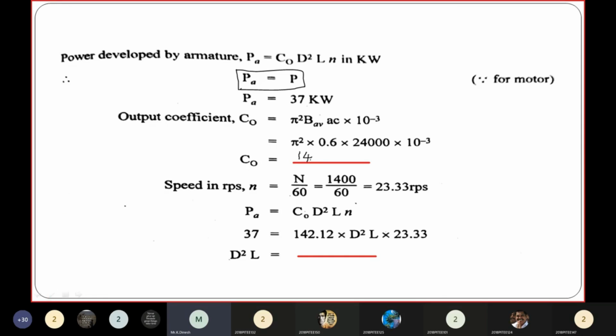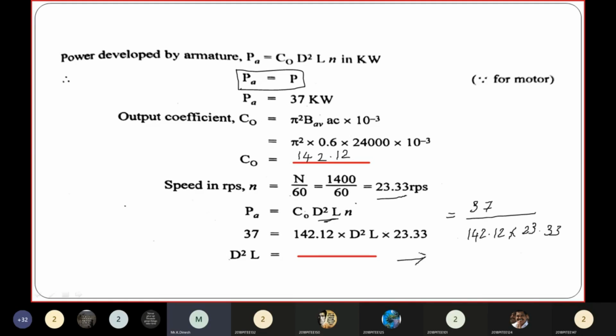So your RPS should be N by 60, that is 1400 by 60. You may get 23.33. Once C naught and n are determined, substitute in the PA equation. We know that PA equal to 37 kilowatts, C naught is 142.12, D square L is unknown, and n is 23.33. So 37 divided by 142.12 into 23.33. You may get D square L. Name the expression as 1.